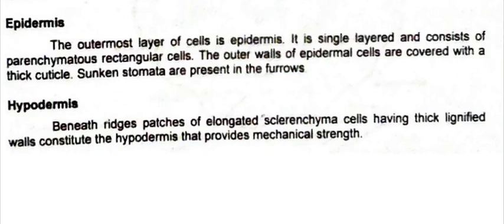Epidermis is the outermost layer, which consists of a single layer of cells, and these cells are parenchymatous and rectangular in shape. The outer walls of these cells are covered with cuticle, and stomata in the epidermis are present in the furrow regions, and these are sunken stomata.